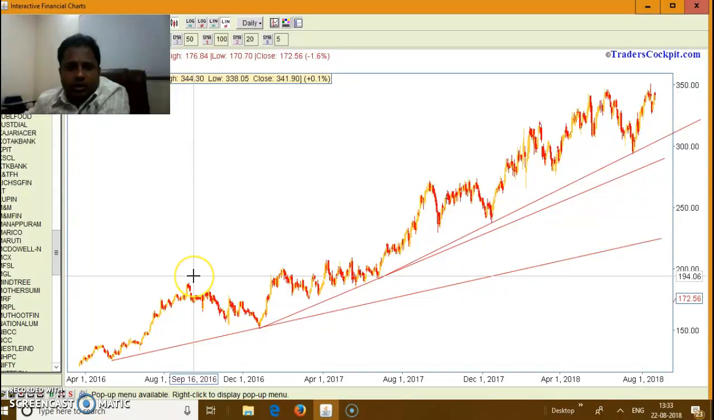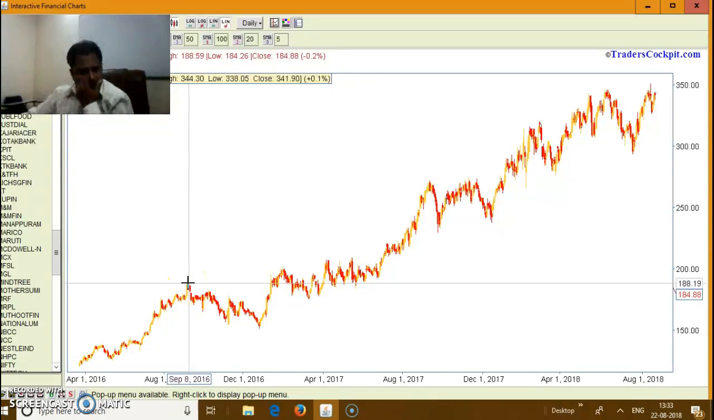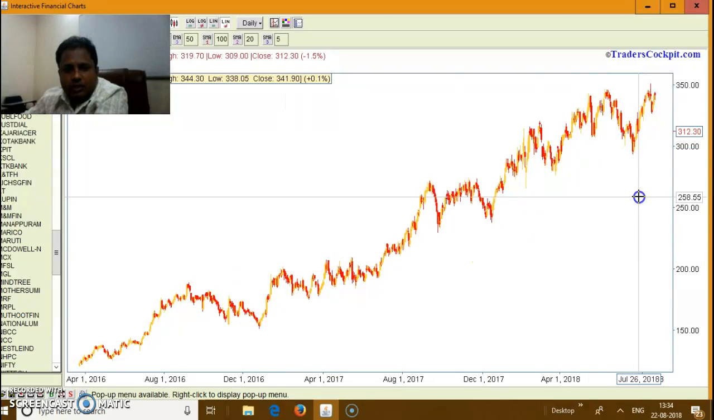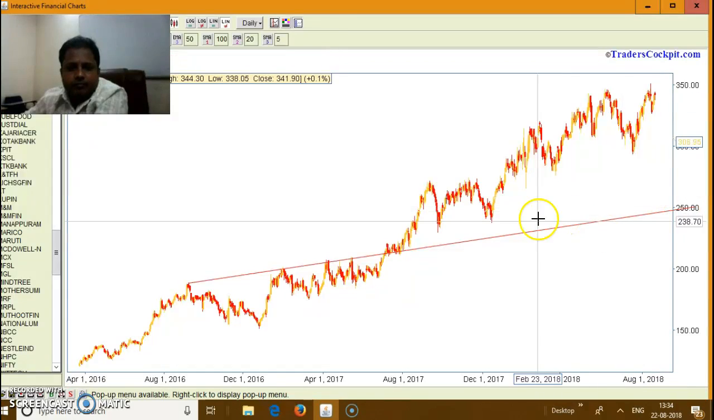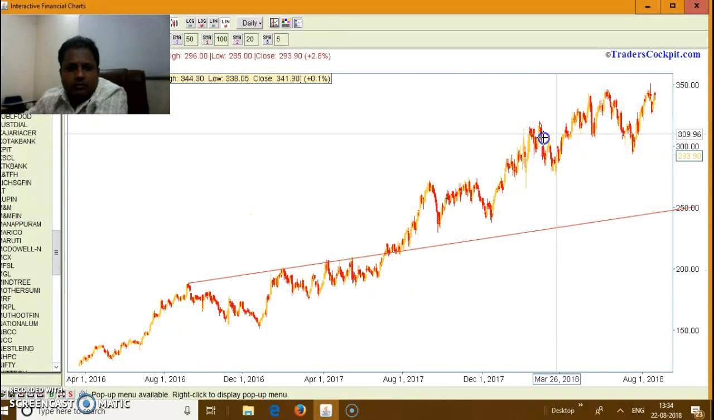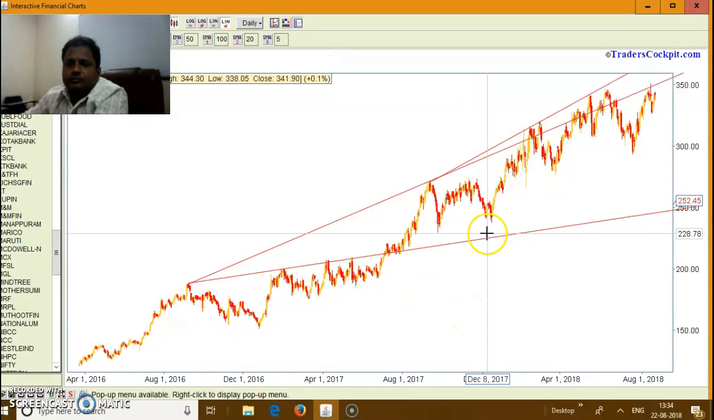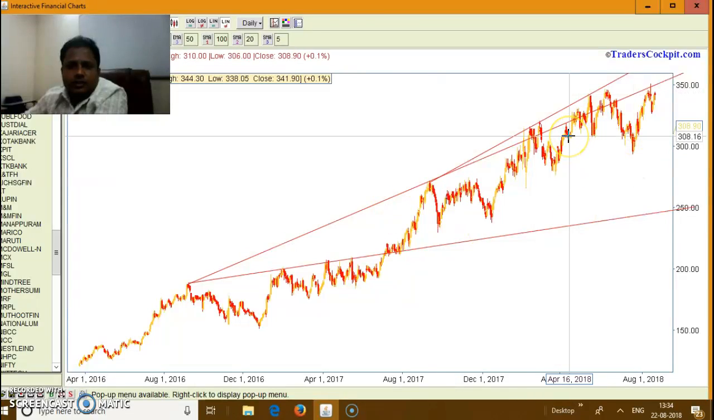And I will draw another trend line which acts as a resistance. I will take the high. I will touch another high and I will draw another trend line like this. This acts as a resistance. Draw like this also. This is a resistance trend line.